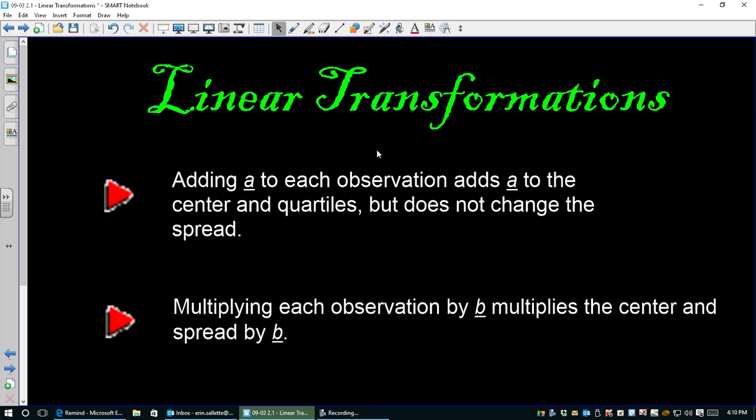So if we, in a data set, add A to each of the observations, when we look at the summary statistics of center and spread, A is added to the center and A is added to the quartiles, but it doesn't change the spread. So the IQR and the standard deviation do not change. However, if we multiply each observation in our data set by B, the center calculations are multiplied by B, and also the spread measures are multiplied by B. Well, let's look at how that works.